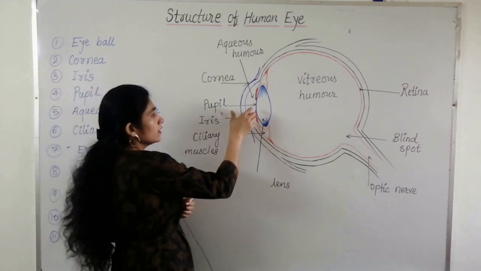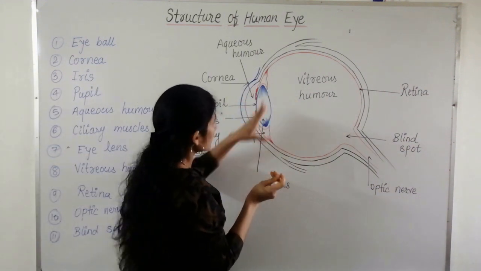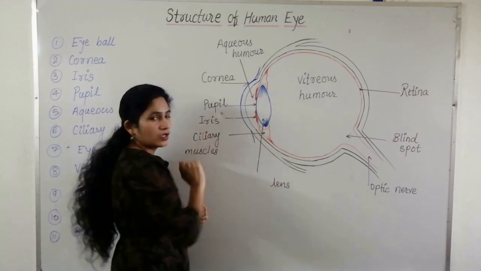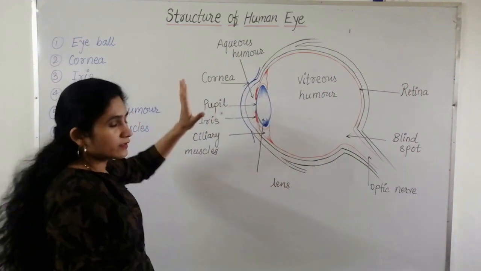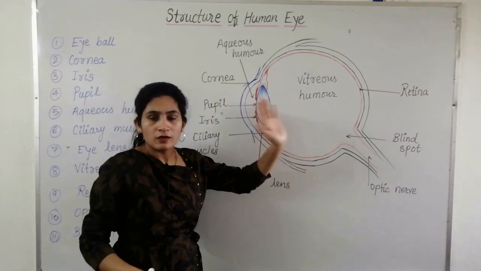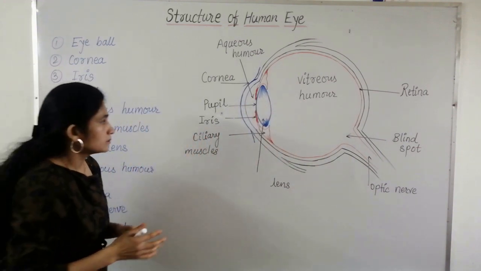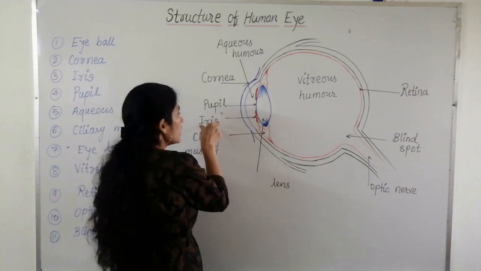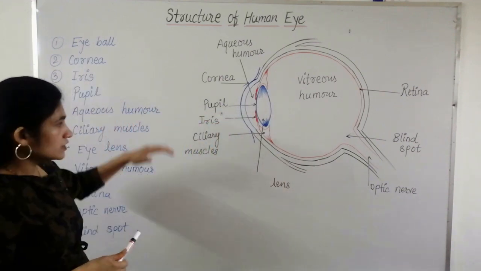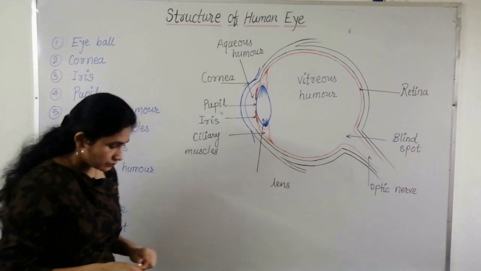On the other hand, in dull light, it contracts and increases the size of the pupil so that whatever light is present should enter our eye, and in dim light also we should see the object clearly. This is the main function of the iris, to control the amount of light which enters into our eye.